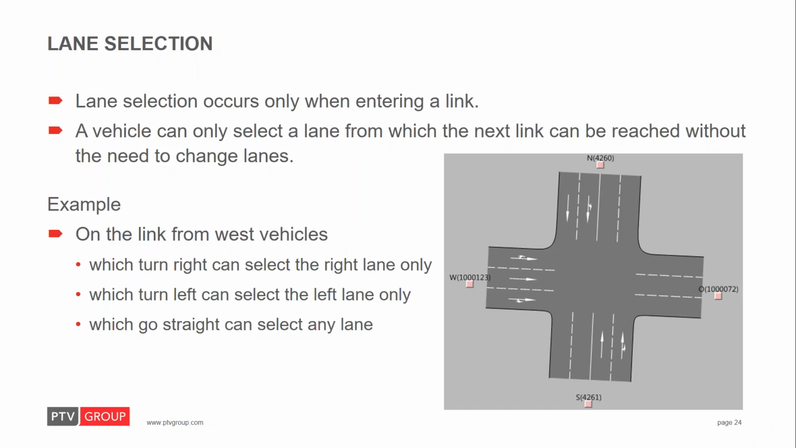So let's look at the example, the intersection displayed here. Coming from the west, turns in all directions are possible. A vehicle that would like to turn right needs to use the right lane. A vehicle that would like to turn left needs to use the left lane, and to move straight, all lanes are possible. So the selection is then made based on macroscopic quantities. Then, as I said before, the selection occurs at the upstream node of the link.